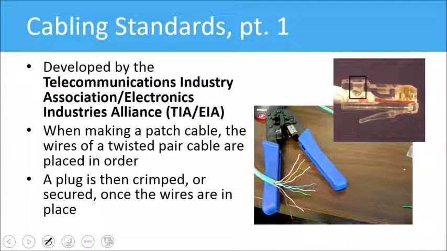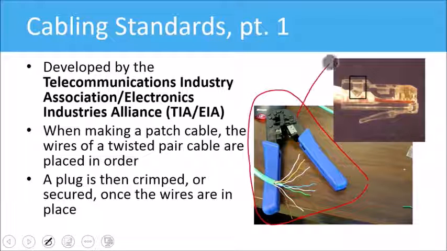All right, so these cabling standards that we're about to touch on, they're developed by TIA/EIA, right? The Telecommunications Industry Association and the Electronics Industries Alliance. When making a patch cable, the twisted pair wires are placed in order, and that's part of the standard, right? The order is defined. We then use this device right here to do something called crimping. That's a crimper, by the way, in order to secure our wires into an RJ45 connector. Note here that it's pressed down, trying to secure the wires into the connector.